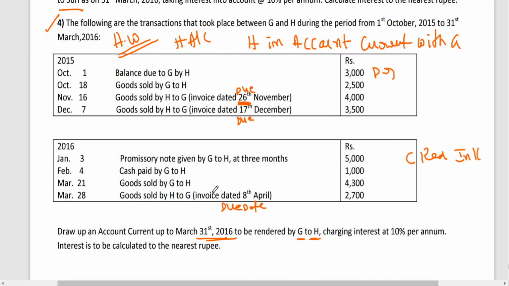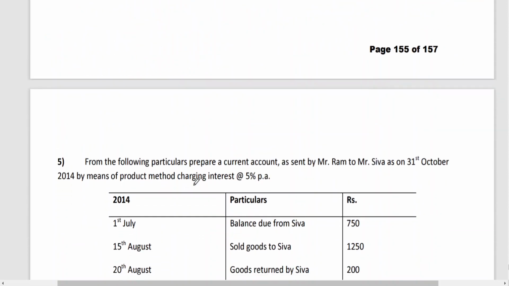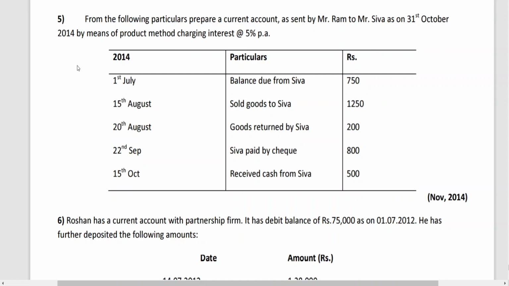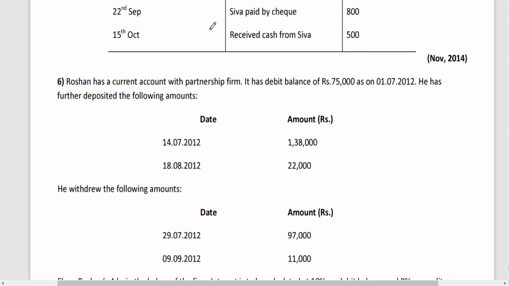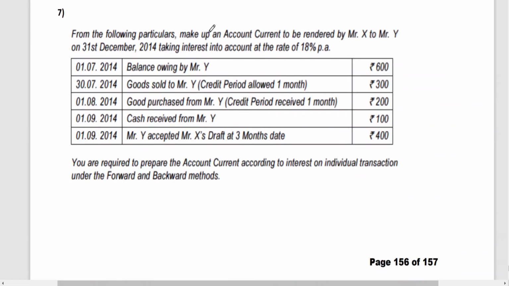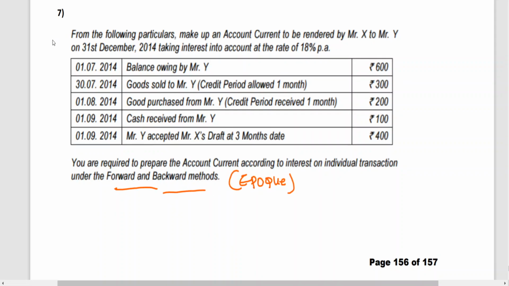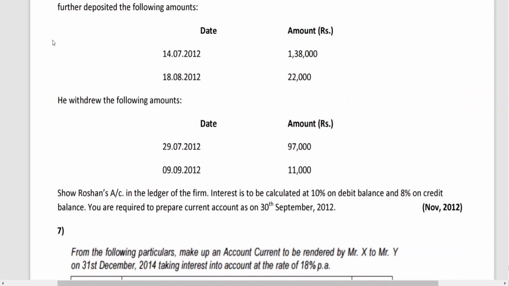So this problem also let me take up today so that we can continue. The fourth problem I will be working out. The fifth problem is a simple problem. This homework you can do. Not going to explain. Fifth you can do it. The seventh problem is asking two methods, forward and backward. It is called the epoch method. This I have to explain. The seventh problem I have to explain.